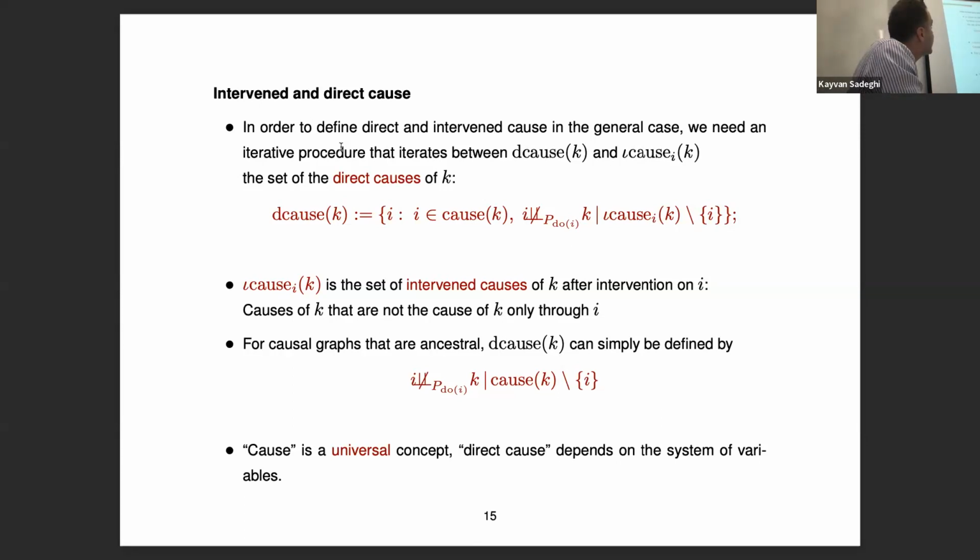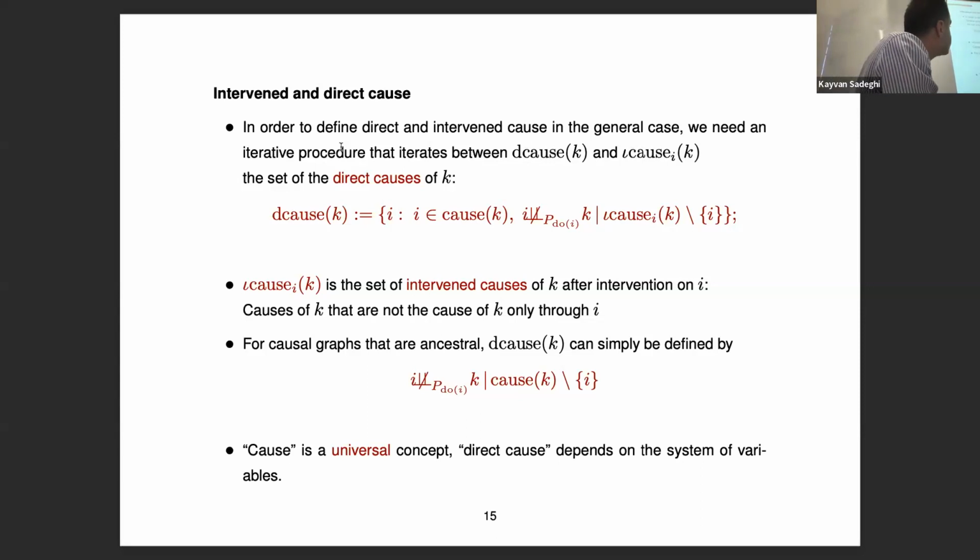So you need an iterative method that jumps between this and this. I mean, it's finite and it's usually just a couple of steps to get both this and this. So in reality, you need to condition on this I cause sub I. So this I is really the node I, right? So intervened cause sub I of K rather than just cause of K. But it's just some technicality. It's not hugely important. I think this is the main idea.